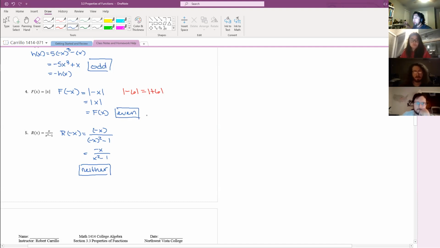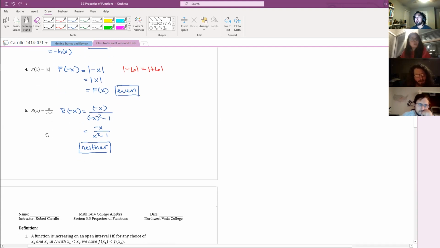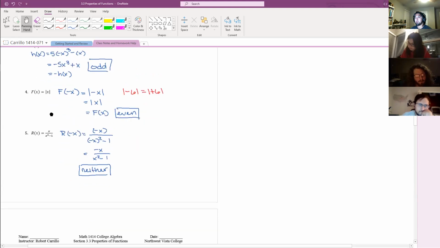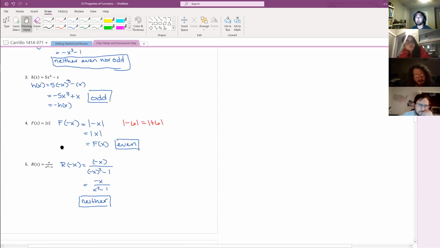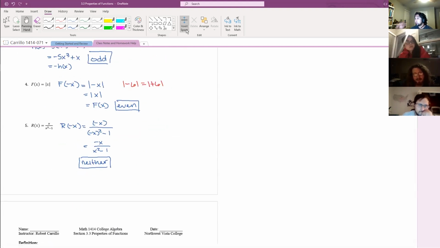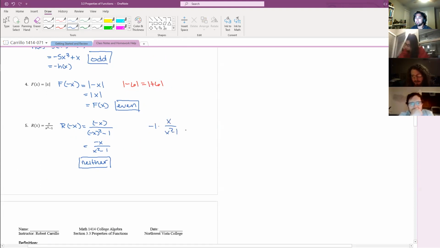All right. Wait, but number 5 is actually odd. Why? Do the check. What's the check? Multiply that function by -1 on number 5. So -1 times x/(x² - 1) like this. Yeah. I mean, that does give us -x/(x² - 1).